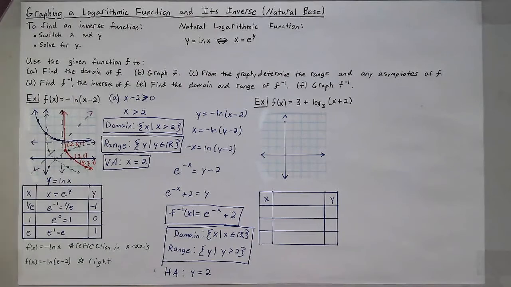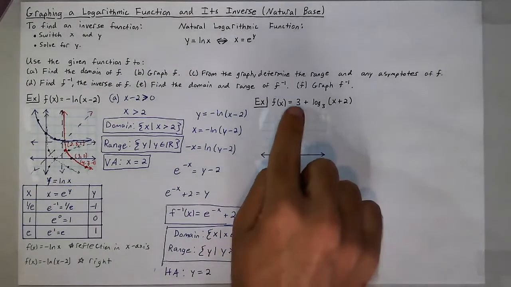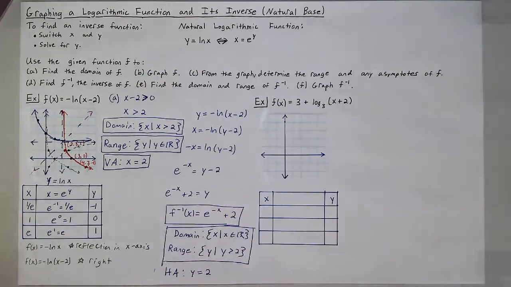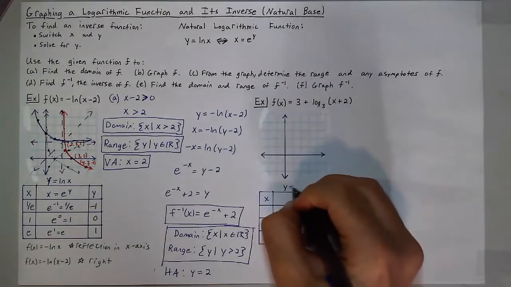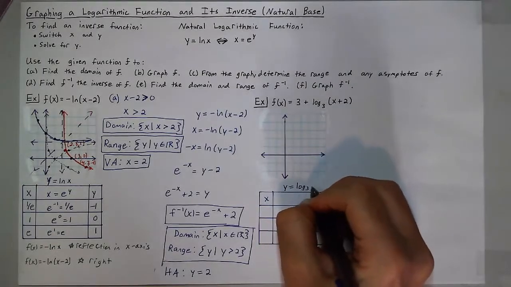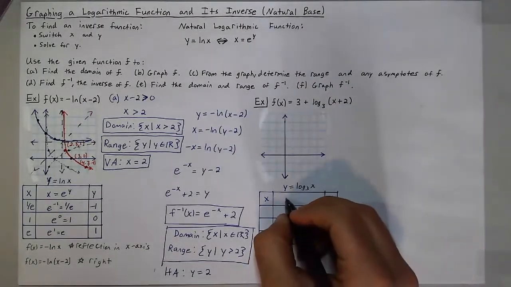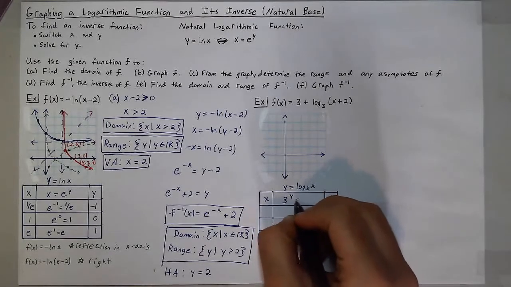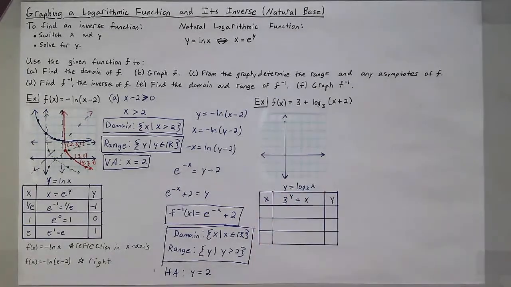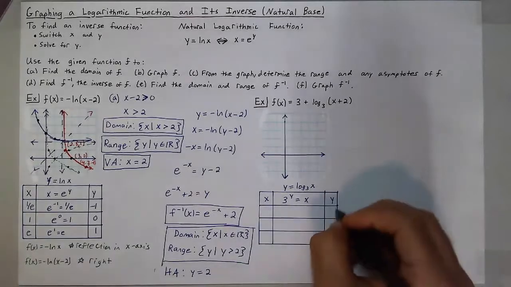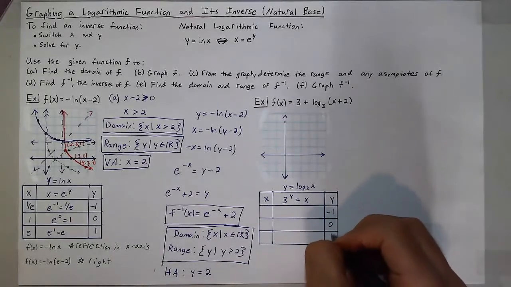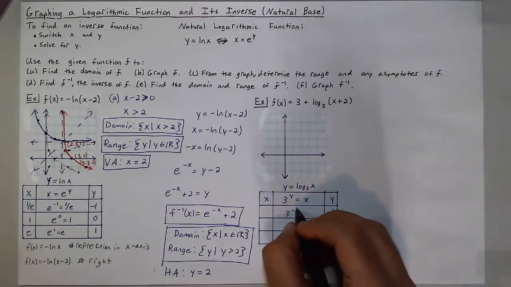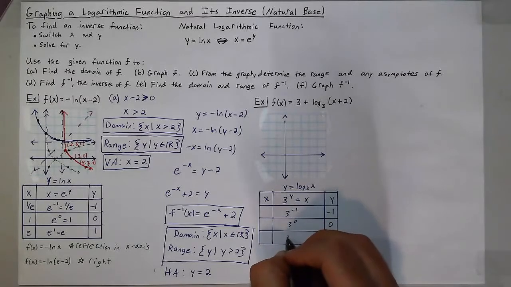Now let's do another example. We're going to graph this function. We're going to start with y is equal to log base 3 of x, which an equivalent statement would be 3 to the y is equal to x when writing it in its exponential form. We'll use y as -1, 0, and 1. So 3 to the -1, 3 to the 0, and 3 to the 1.